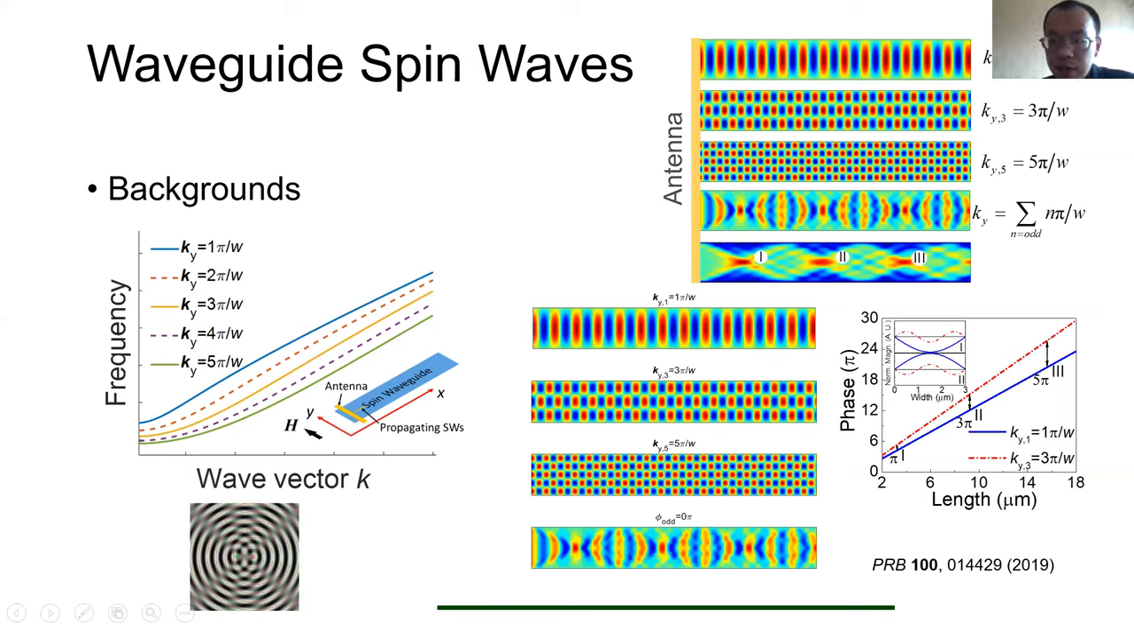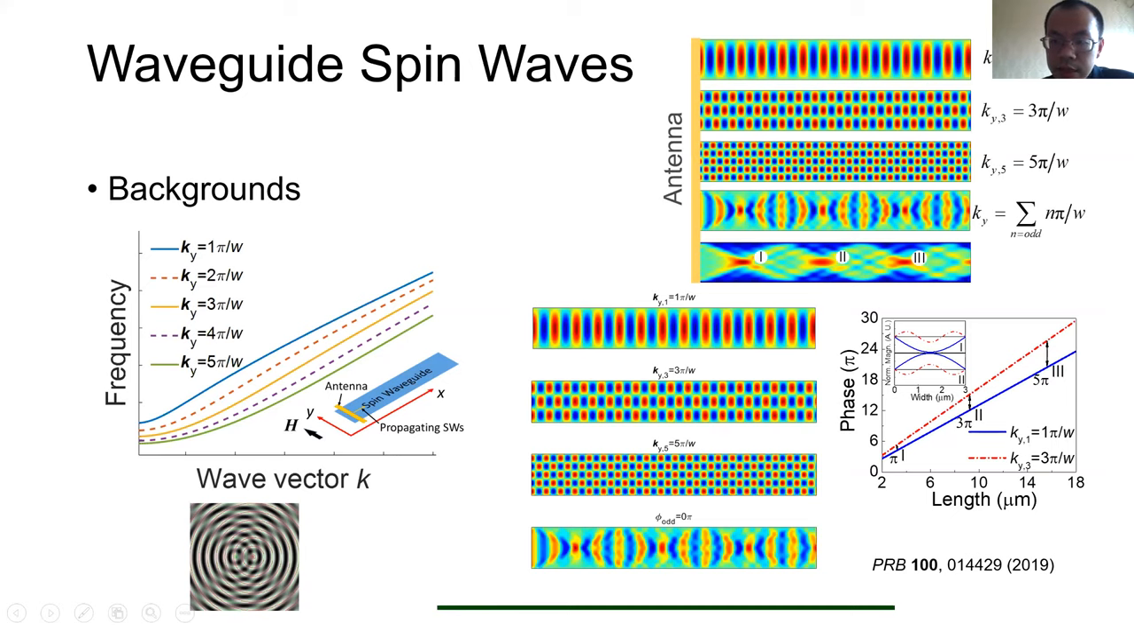Firstly, in the previous study, people have studied the odd mode spin waves. For the waveguide spin waves, since it's quantized in the width direction, only when the wave vectors in the y direction satisfy certain conditions like this can the spin waves exist in this stripe.